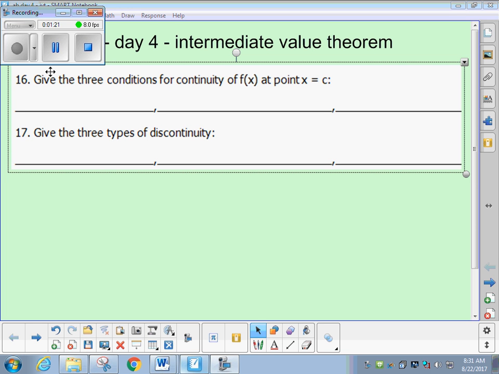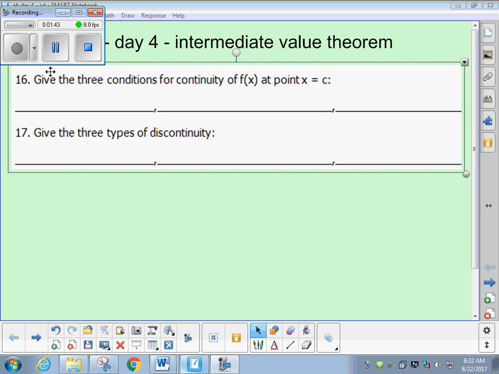The limit must exist, which implies the left hand, right hand must be the same. Okay, so the left hand, right hand have to be the same. The limit exists. That's one. Next. The point has to exist. F at c must exist. And last but not least, the approach and the point must be the same. Nicely done.